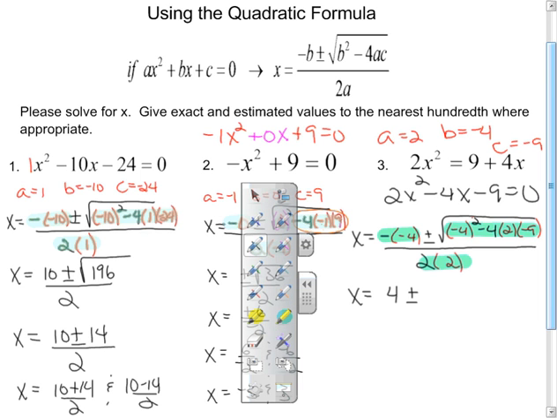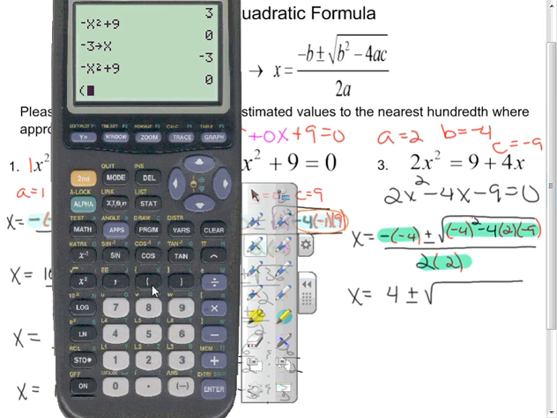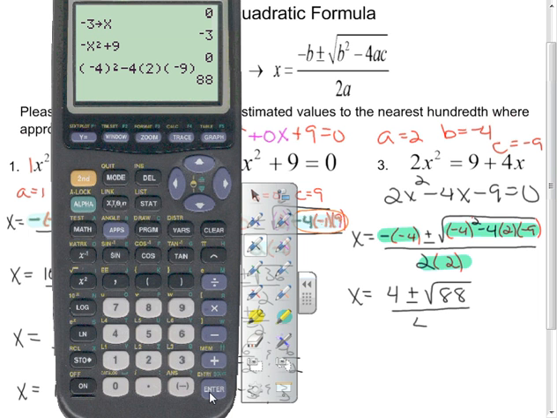4 plus or minus the square root of, not a bad time to go to my calculator. And again, that negative 4 needs to be in parentheses. The value of b squared minus 4ac will be 88, and that will be all divided by 4. Well, we talked about how you're going to have to be comfortable with simplifying a radical, and now's the time to do that.